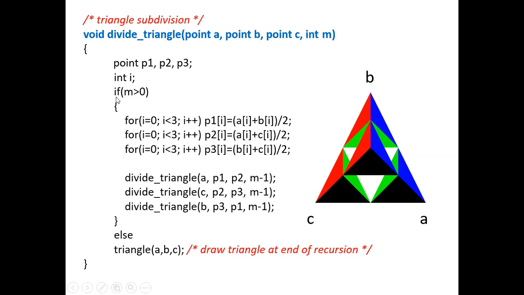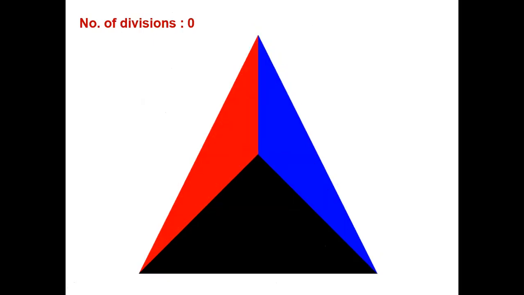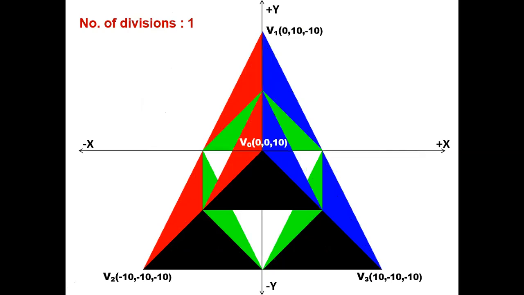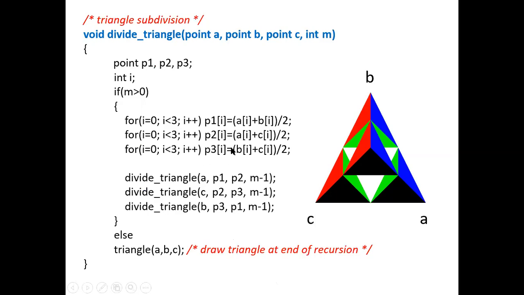Now if m is greater than 0, right? If the number of divisions is equal to 0, then I will get my tetrahedron which is not divided at all, so we are getting our basic tetrahedron as output. If the number of divisions increases, then I have to divide each face of my tetrahedron.